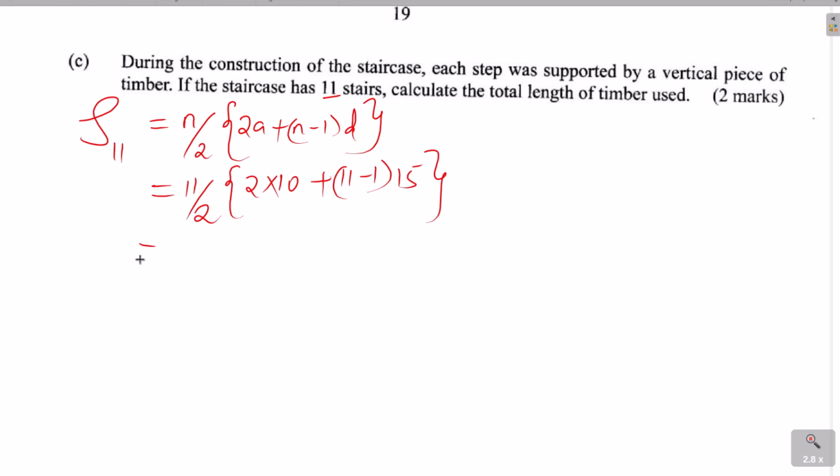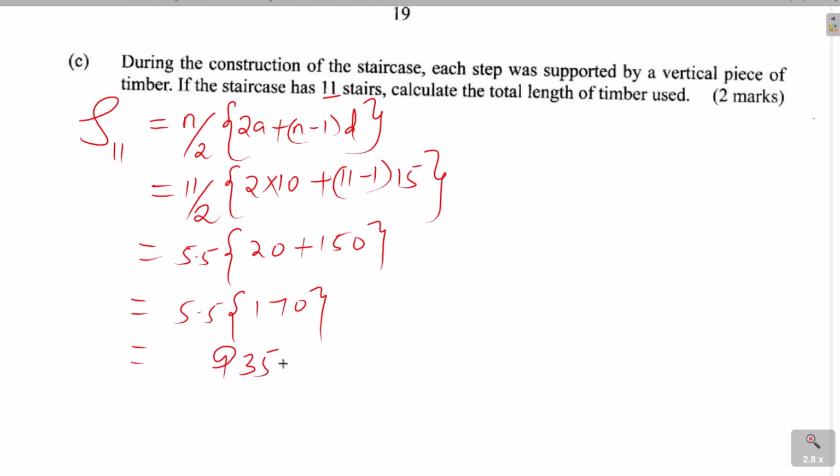Like that. So this is 11 divided by 2, we get 5.5. Then this will be 20 plus this will be 11 minus 1, 10 times 15, this will be 150. So this will be 5.5 multiplied by 170. So simply multiply 5.5 by 170. This will give 935 centimeters.